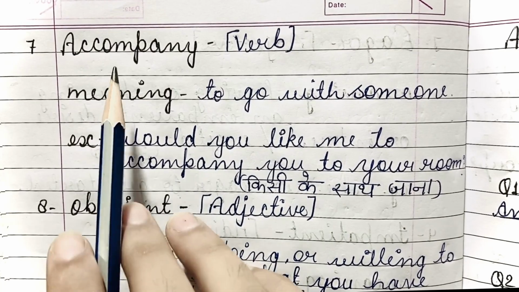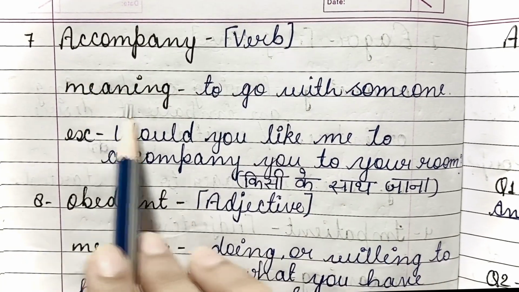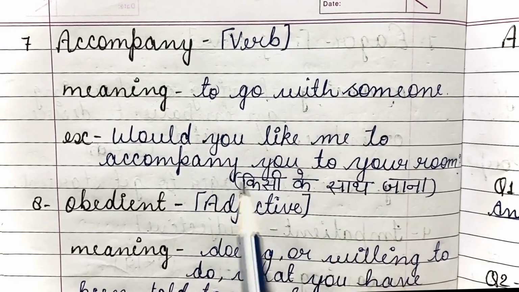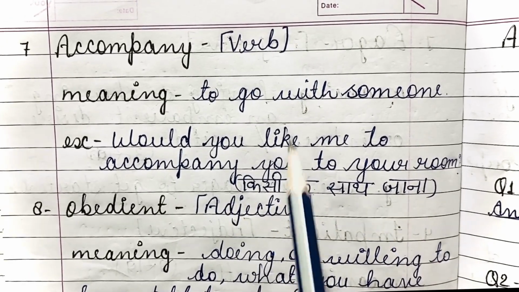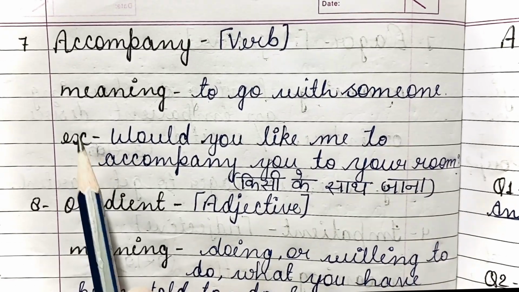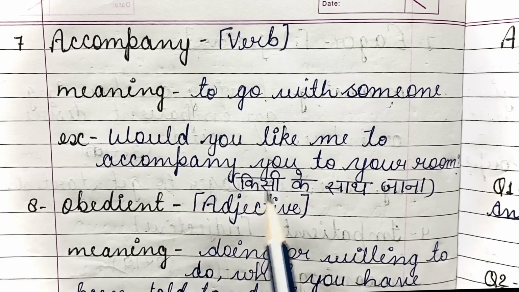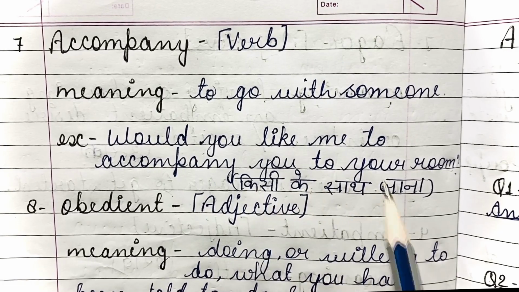So the next word is accompany. Accompany is a verb. The meaning of accompany is to go with someone. By mistake I have just written the Hindi meaning here, so you just have to write this meaning here. किसी के साथ जाना. And the example for accompany is: would you like me to accompany you to your room?